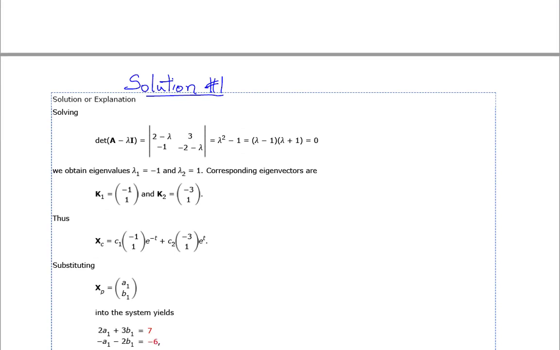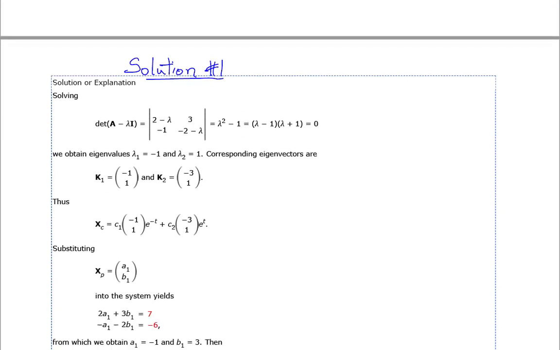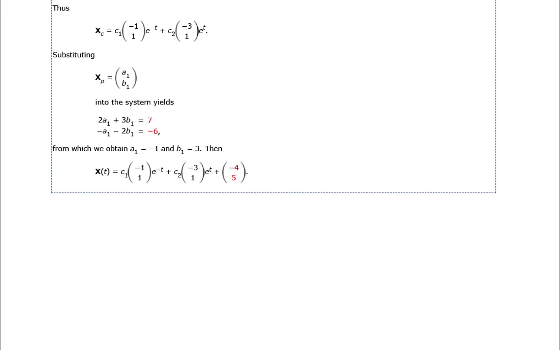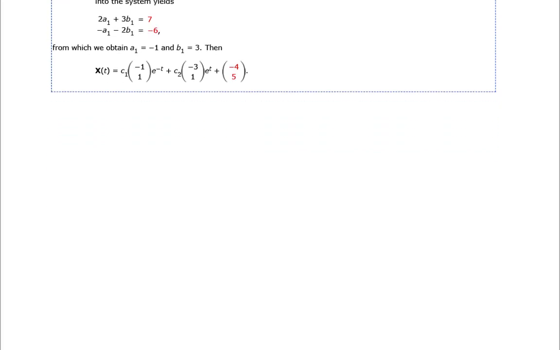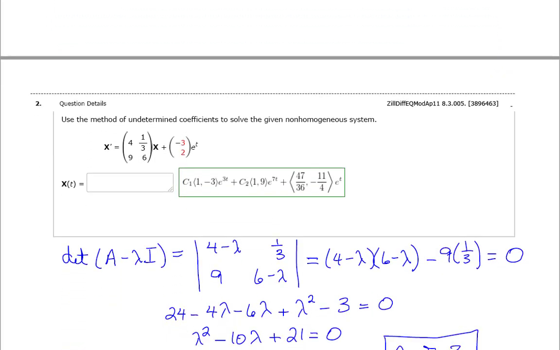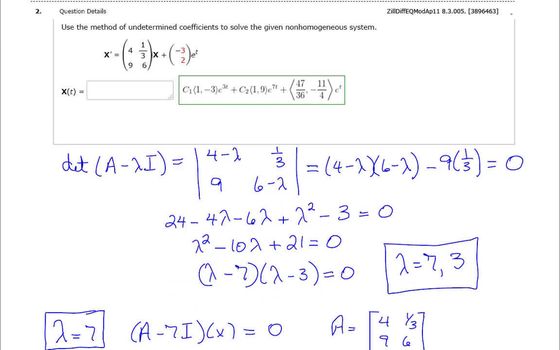All right, and then there were the details for solution 1 that WebAssign provided. Question 2. We have our matrix A here. We have our driving function on the right-hand side. So I'm looking for the eigenvalues of matrix A. Find the determinant of A minus lambda I. So subtract lambda down the diagonals.